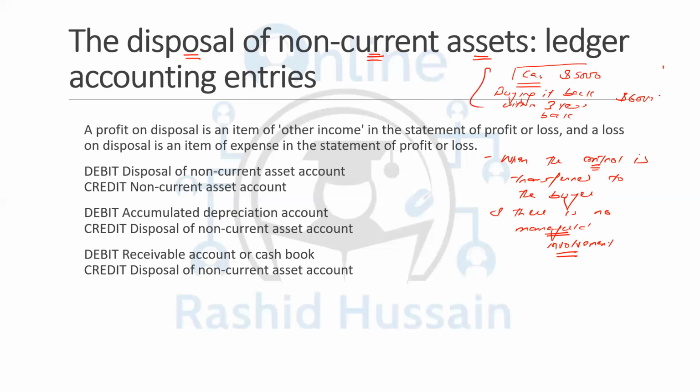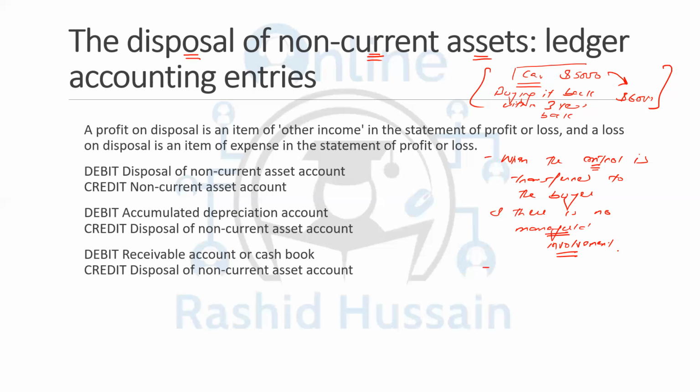This type of arrangement is actually in substance a loan arrangement. What I'm doing, I am securing my car to you. I'm giving my car to you as a security and taking the loan from you of $5,000 and will be giving it back to you for $6,000. And the difference between these two is actually the interest, which should be recorded as a finance cost. This is a loan arrangement. And in that case, you cannot de-recognize your asset. You cannot record the disposal because the control is not transferred. So in order to record the disposal, there is a condition that the control is transferred to the buyer and there is no managerial involvement.